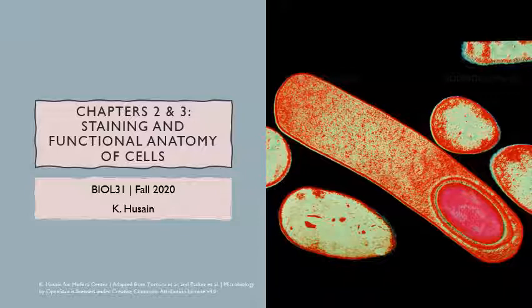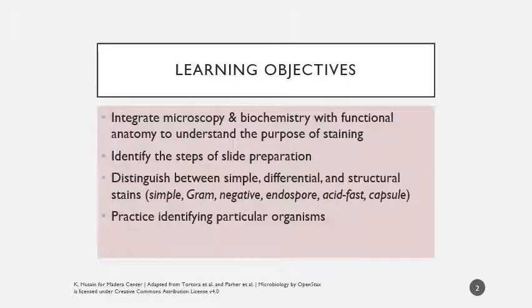And this lecture is really looking at the specialized anatomy and chemistry of cells to understand the chemical interactions that happen between those structures and dyes so that we're able to look at them under a microscope. So everything was kind of building up and coming back together. So the learning objectives here are to take those ideas that you kind of explored in the second and third lecture on microscopy and biochemistry and integrate that with functional anatomy.